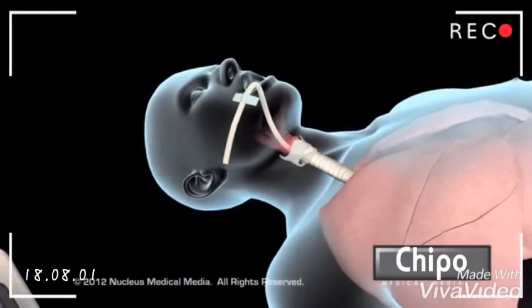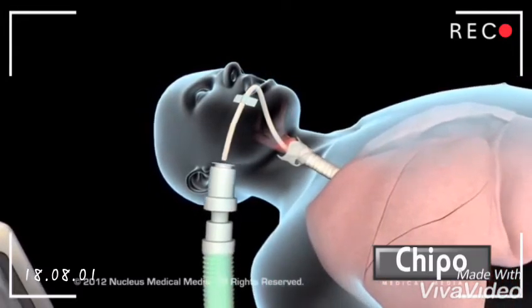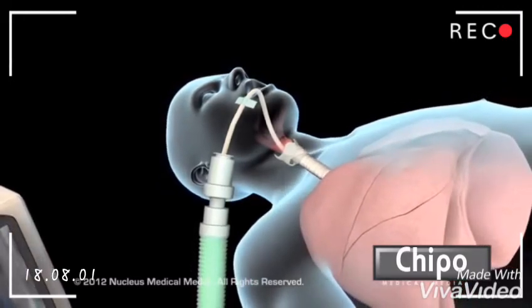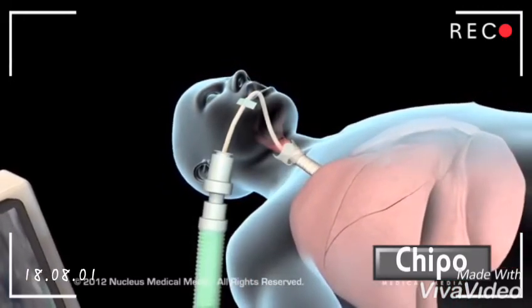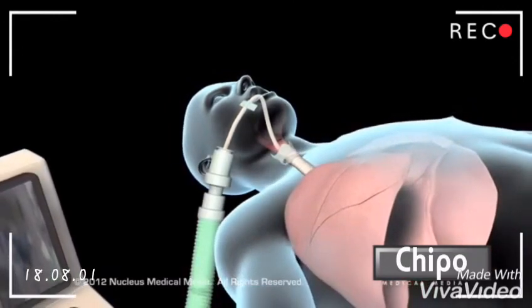Once the endotracheal tube is in proper position, the tube will be attached to a mechanical ventilator, a specially designed pump that aids respiration by delivering well-oxygenated air into the lungs and permitting carbon dioxide to escape from the lungs.